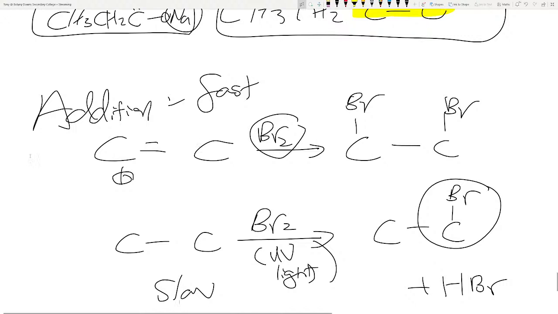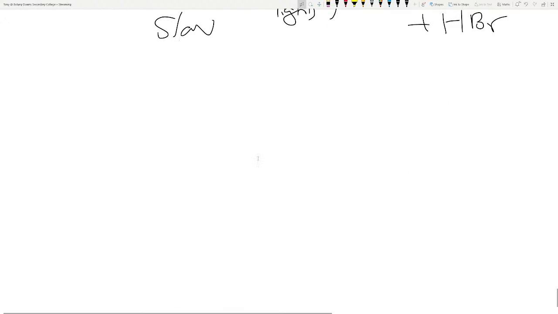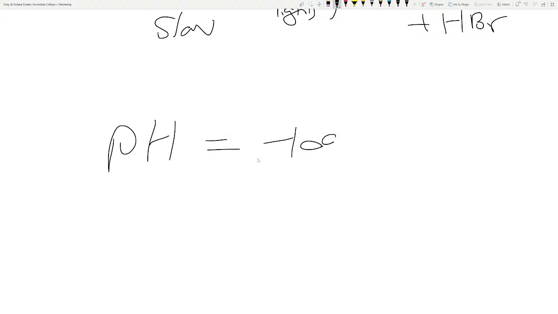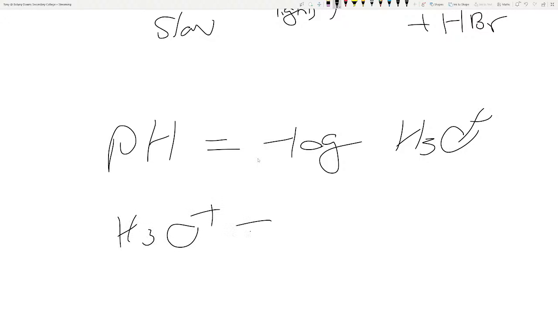Okay, how do we calculate hydronium ion and hydroxide ion concentration? That is pH equals negative log H3O plus. H3O plus equals 10 to the power negative pH. This should be on a resource sheet.